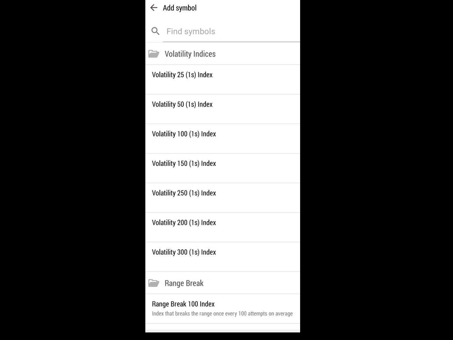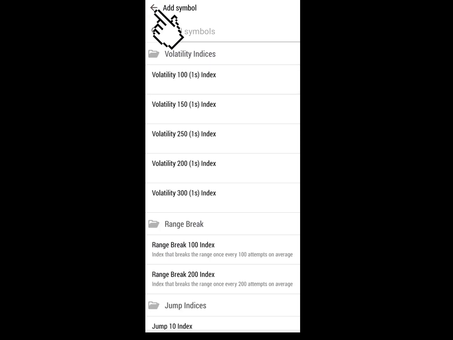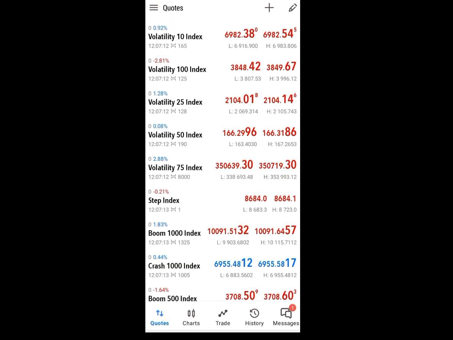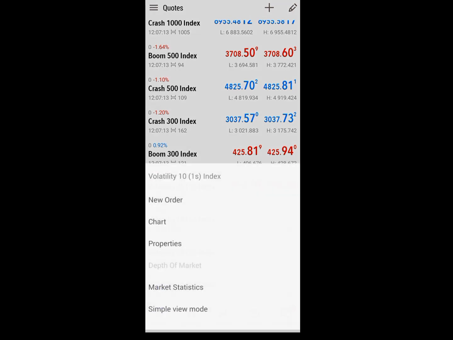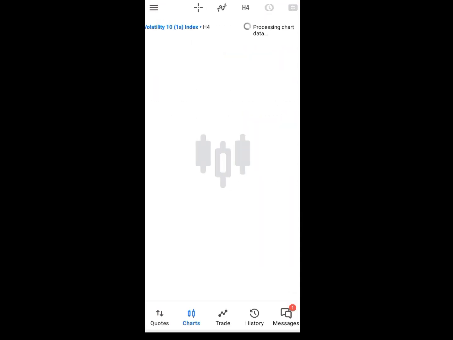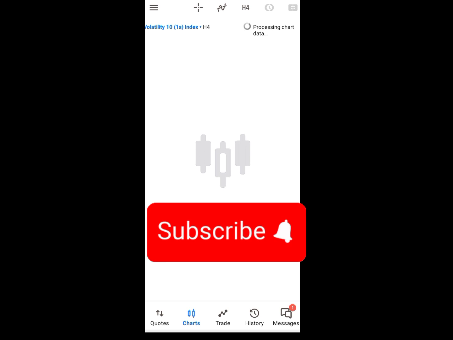If I want to add 25 1S Index, I'll just tap on it. 50 1S Index, I'll just tap on it. If I go back, look at this arrow here to go back. If I go back and scroll down, I'm going to see the 10 1S Index I added now, 25 1S Index and 50 1S Index. So I can open the charts and probably analyze. The network is actually bad here now, it's actually disturbing me.